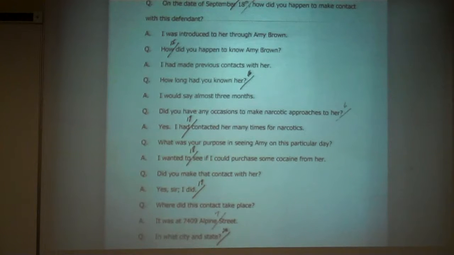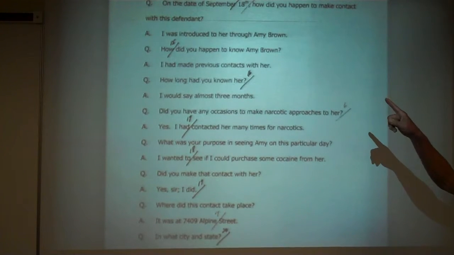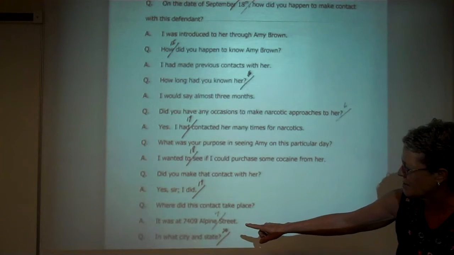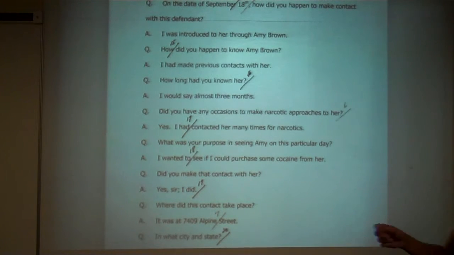Here we have another date, September 18th. Do not write it out. Any questions on this? Also on the date, it was at 7409 Alpine Street, numerals.